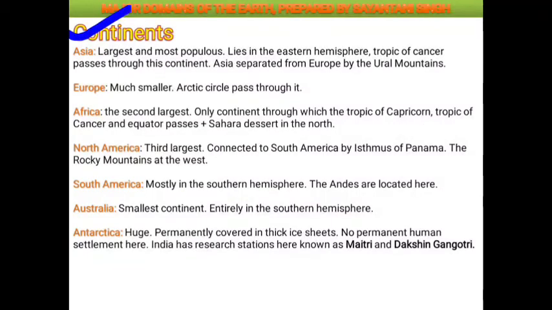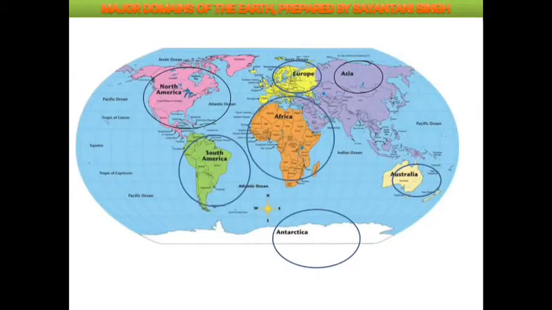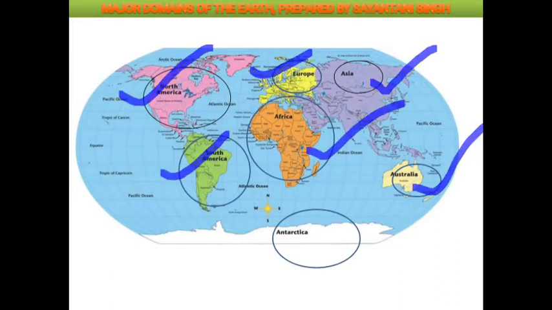Next we will look at Asia, among the seven continents of our earth. If you see this picture, these are the seven continents: North America, South America, Europe, Asia, Africa, Australia or Oceania, and Antarctica.